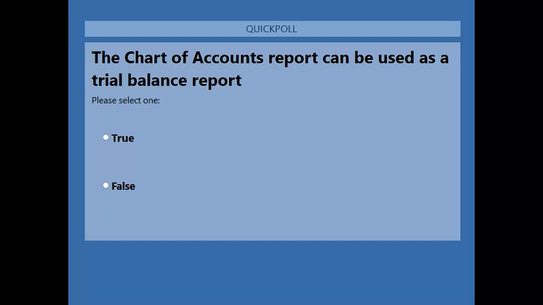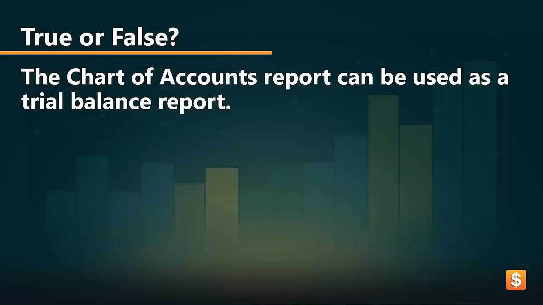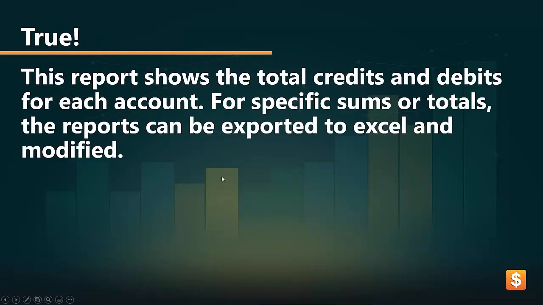Right, I'm going to go ahead and close this out. And the answer to that is true. Yes, this report shows the total credits and debits for each account. For specific sums or totals, the reports can be exported to Excel and modified. So you have the ability to take your credits and debits, sum those up, and that's the whole point of the trial balance report. It's just making sure credits and debits equal, so making sure that our transactions are all in balance. The trial balance report is going to help you do that, and the chart of accounts report will help you get that trial balance report.